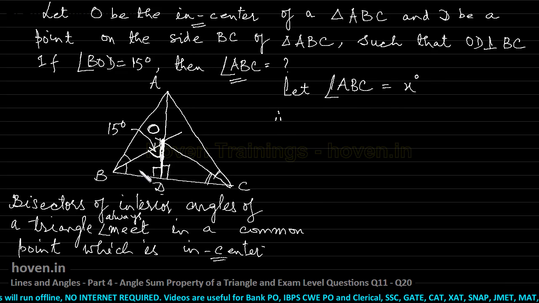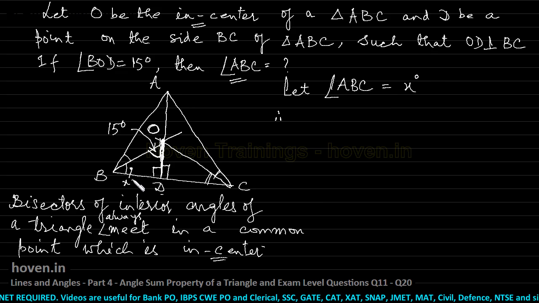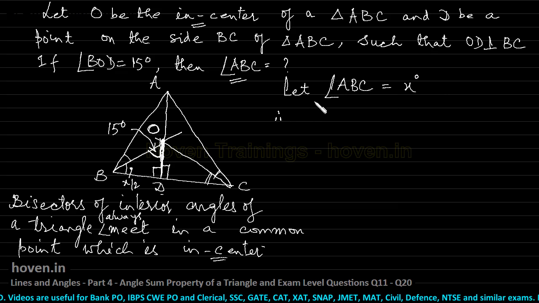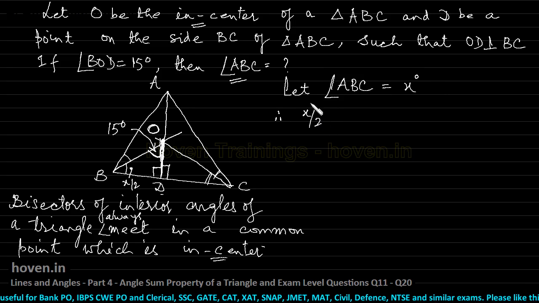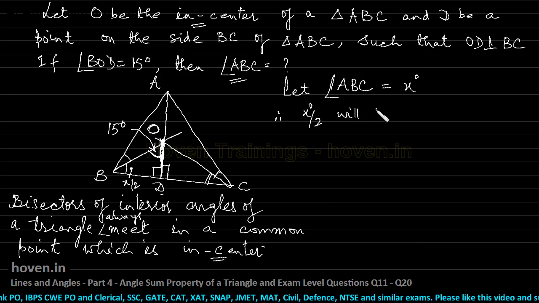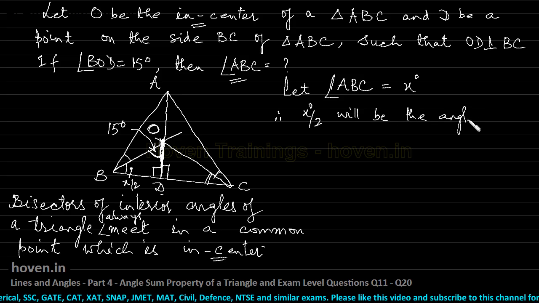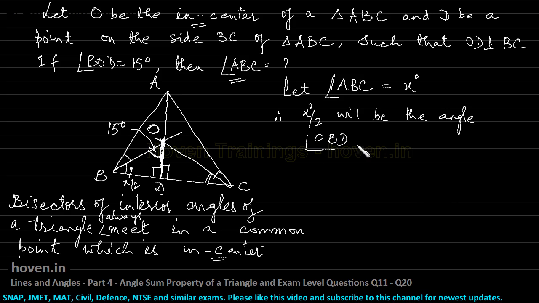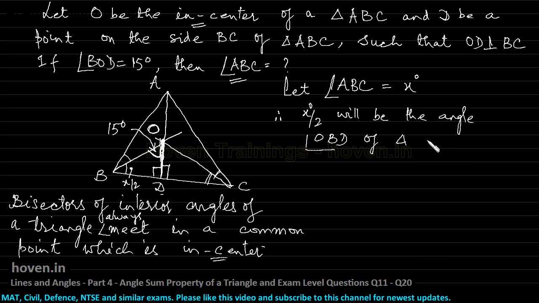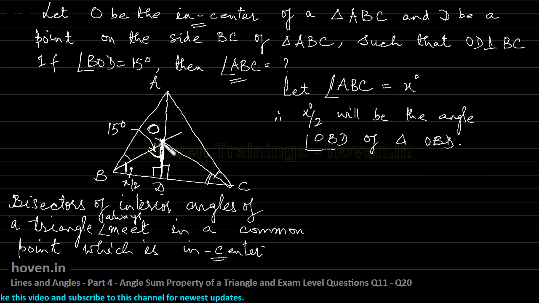Therefore, this angle will be X by 2 degrees, which will be the angle OBD of triangle OBD. If this entire angle is X, then this portion is X by 2 because this is the bisector.